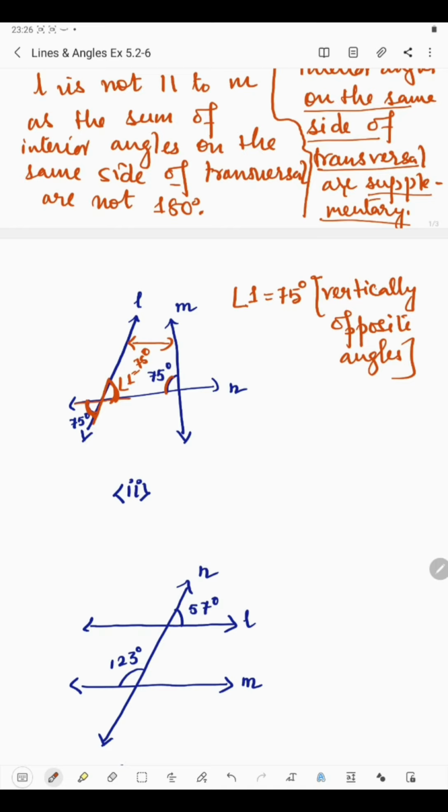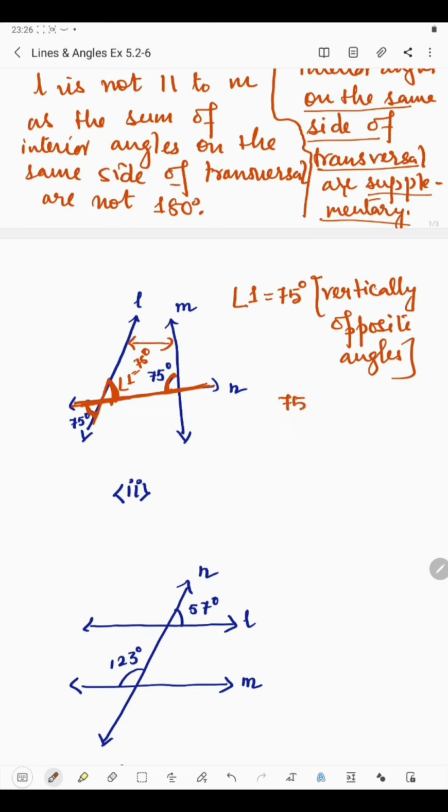Now these two are interior angles on the same side of the transversal. This is the transversal line, right? And these two angles are in the interior portion. Now if you find the sum of these and you get 180 degrees, then the lines are parallel. And if the sum of these two angles is not 180 degrees, then the lines are not parallel. So let us find that.